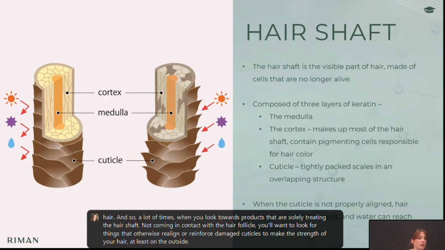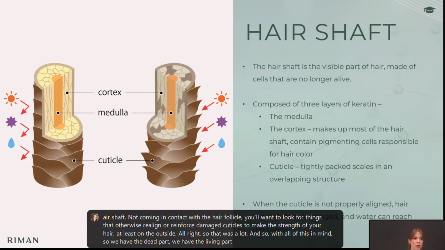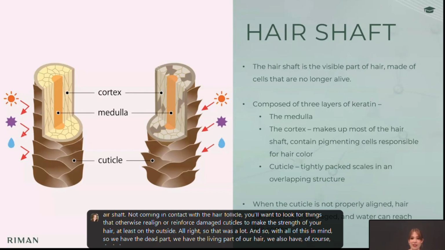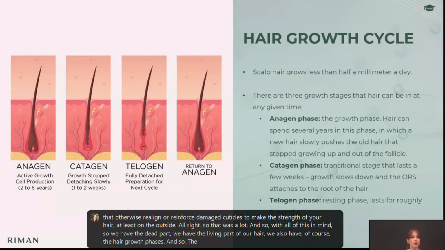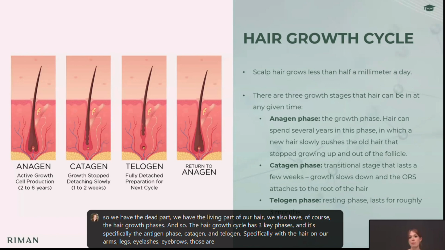All right, so that was a lot. And so with all of this in mind, we have the dead part, we have the living part of our hair. We also have, of course, the hair growth phases. And so the hair growth cycle has three key phases, and it's specifically the anagen phase, catagen, and telogen. Specifically, the hair on our arms, legs, eyelashes, and eyebrows are the ones that have a much shorter anagen phase than the hair on our head.